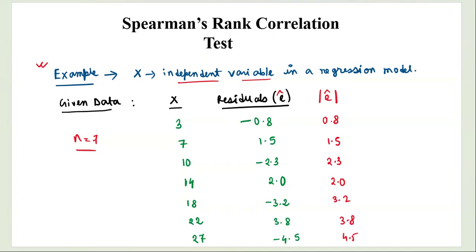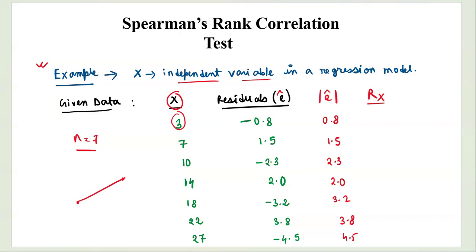Now you have to compute the ranks. How do you compute the rank of X, the independent values? You have to simply arrange this data into ascending order. Ascending means from the smallest value going to the highest value. Now, which one is the smallest value? If you look at this data, 3 is the smallest value. The data is already arranged in ascending order. So 7 is greater than 3, 10 is greater than 7, 14 greater than 10, 18 greater than 14. In this way, it is already arranged in ascending order.